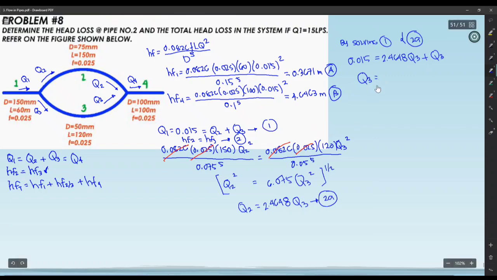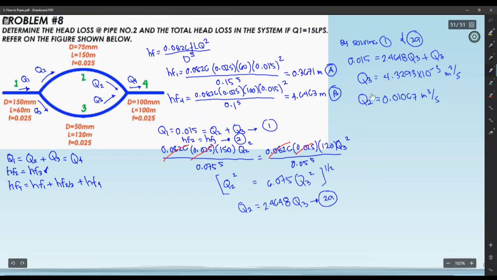So the answer here is 4.3293 times 10 to the negative 3 cubic meter per second. And to solve for Q2, so that is simply equals lang. So just take the difference. Ano? So 0.015 minus Q3. So mapapalabas natin yung Q2. So by using equation number 1. Okay? So 0.015 minus the answer. So that will be 0.01067 cubic meter per second.